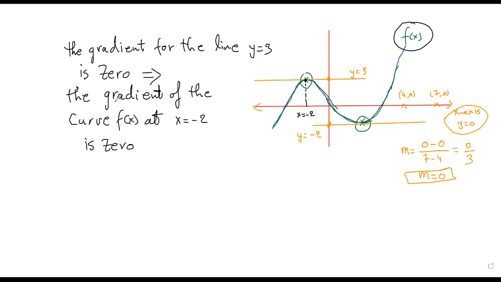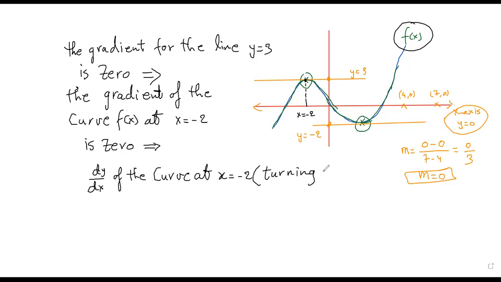So the mathematicians want to take advantage of this: the differentiation dy over dx of the curve at the point x equals -2, which is a turning point. So the differentiation of the curve at x equals -2 is equal to 0.